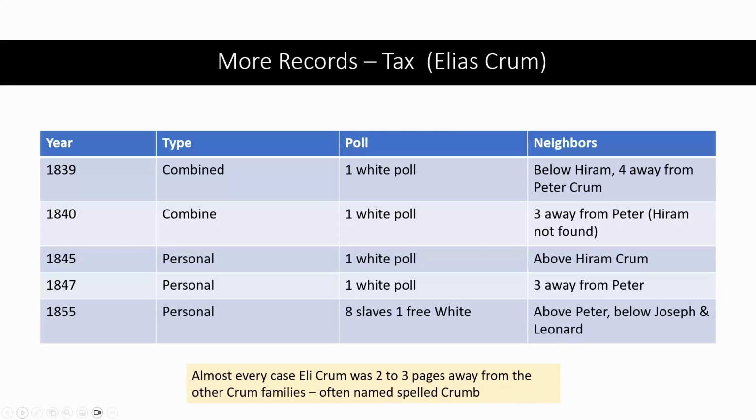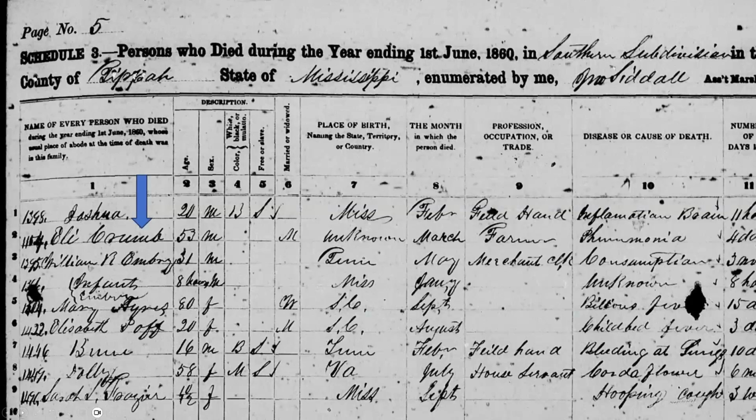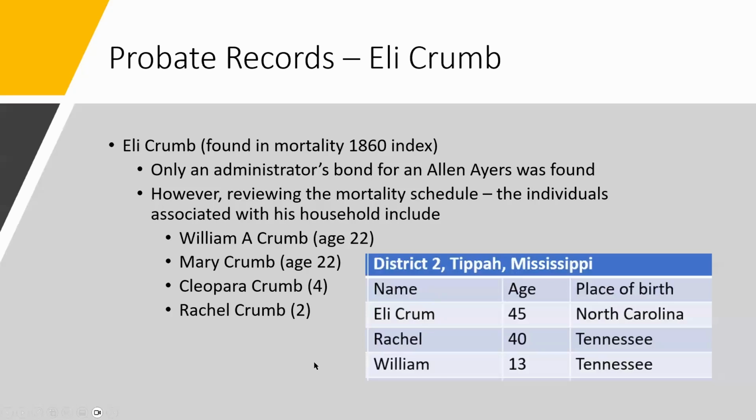My next step was then to go into the 1860 census. And when I got into the 1860 census, I found the mortuary, the death record in 1860. And in this record in Tipton, we see that Eli Crum, age 53, place of birth is unknown. From March, he died. He was a farmer, he had pneumonia, and he had been sick for 4 days. So I found Eli Crum in this alternate census record. And when I went back and took a look at who it was connected to, he was connected to the family of William, which would have been his son, his wife Mary, Cleopatra, and Rachel.